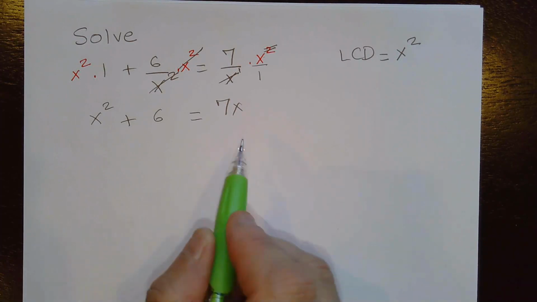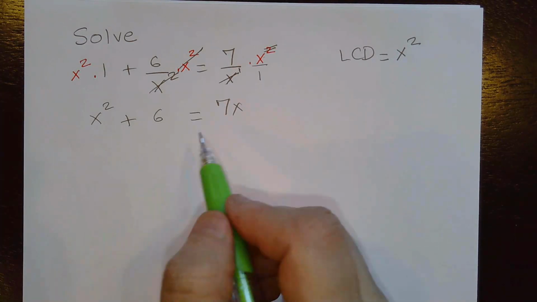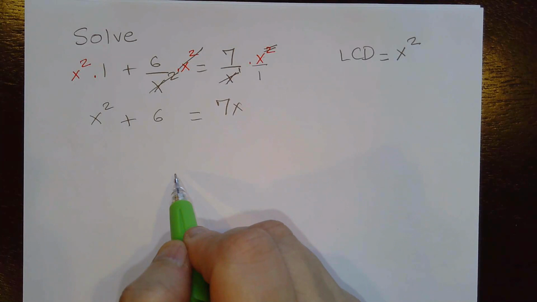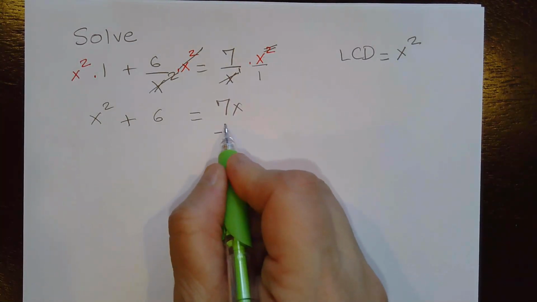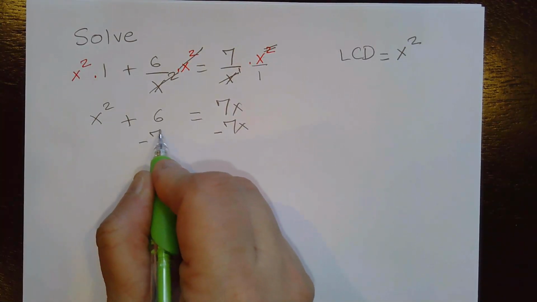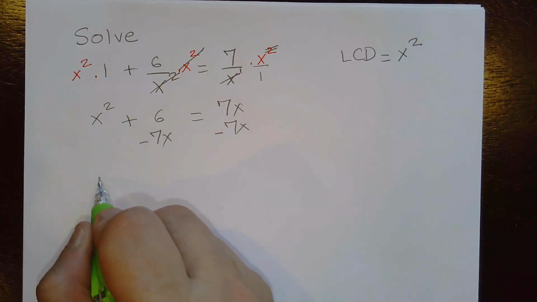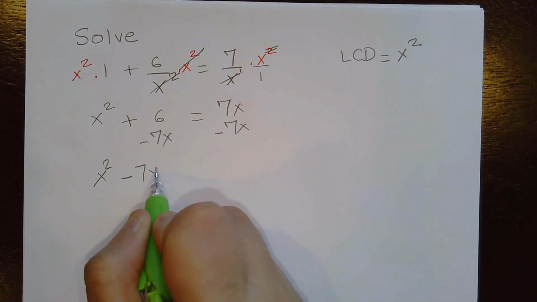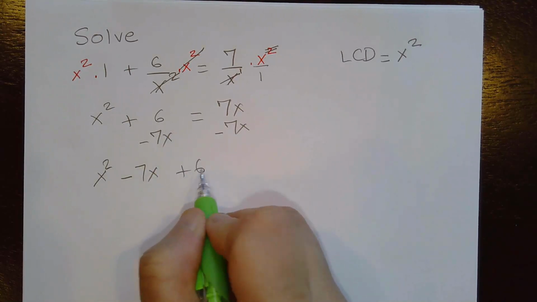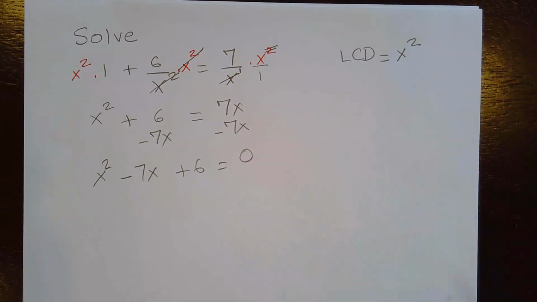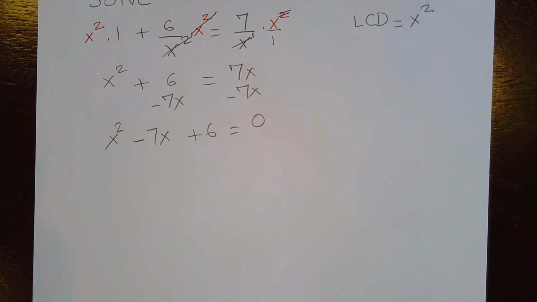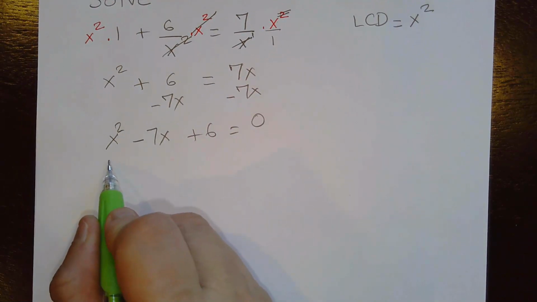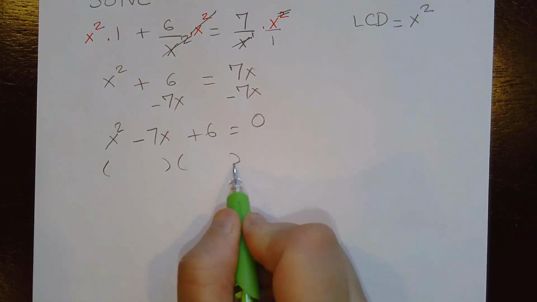Now in order to solve this quadratic equation, we need to make one side equal to 0. So let's go ahead and subtract 7x on both sides of the equation. So we're going to end up with x squared, I'm going to write negative 7x first, plus 6 equal to 0. As you can see, this can be easily factored.